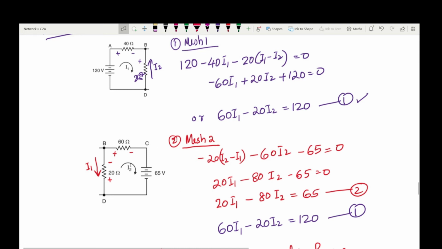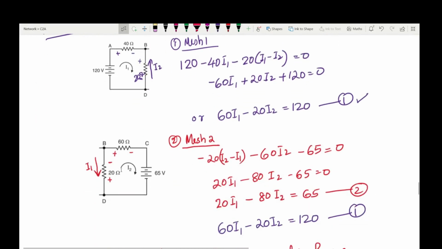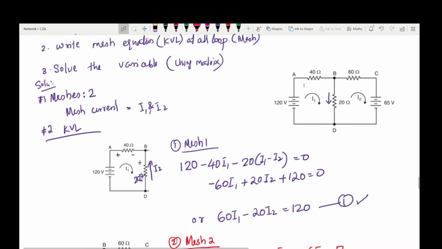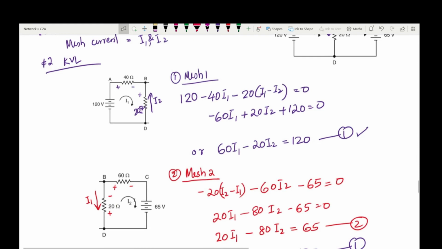So first of all, we are assuming this current direction. This is already given. Mark the polarity like this based on the current direction. This is higher potential, this is lower potential. This is higher potential, lower potential. This I1 is flowing in this downward direction, so that is marked over here. But this I2 is moving upward. So they are opposite. Now let's write the KVL equation in mesh 2.